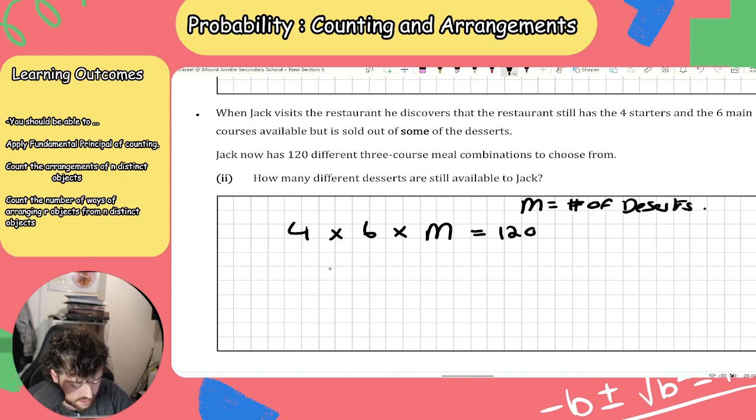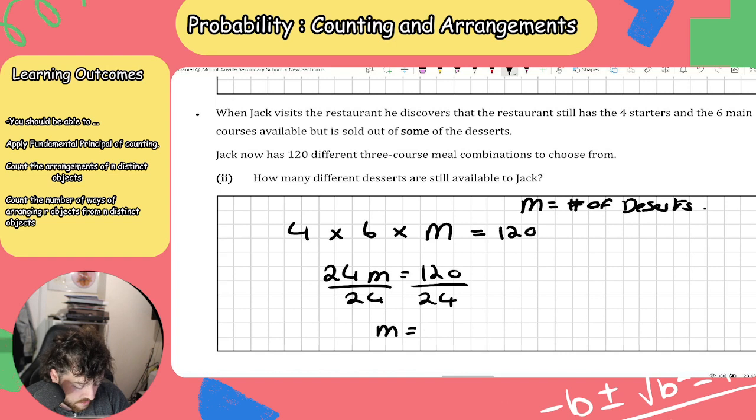So 4 times 6 is 24. Times M is 24M, which is equal to 120. 120 divided by 24, so divide by 24. We're going to get M is equal to 5. So there are 5 possible desserts.